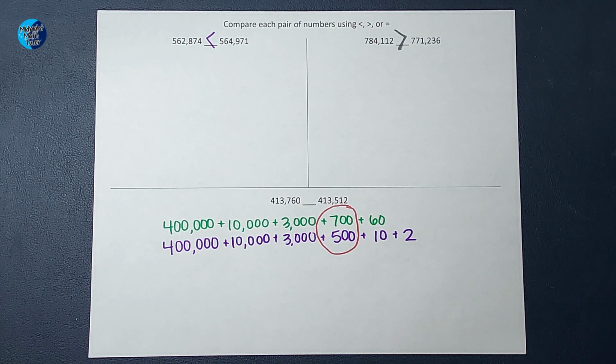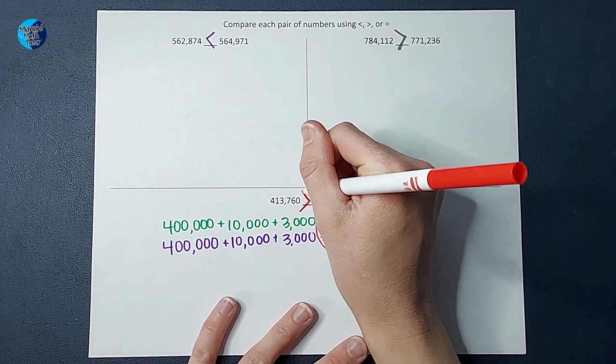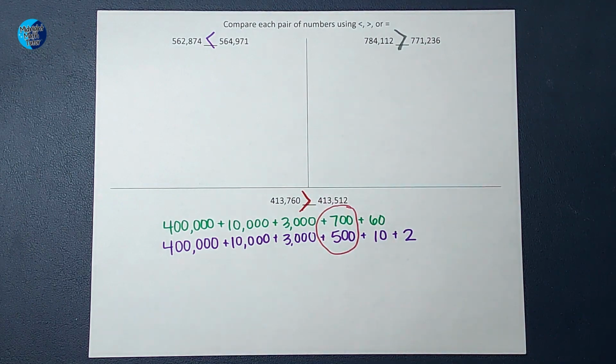And which one is bigger? Well, the one was 700, right? So it would go that way. That one is bigger. All right, if your student is struggling, hopefully one of these strategies will help.